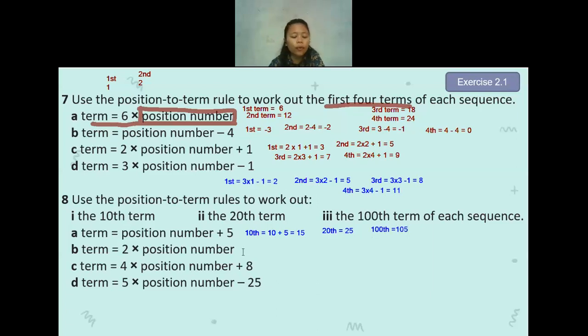Okay, anyone confused, or maybe I go too fast? No? Okay, if no question, what is the 10th term of question 8b? 20. Okay, 2 times 10. Yes, correct. For the 20th term, 2 times 7.